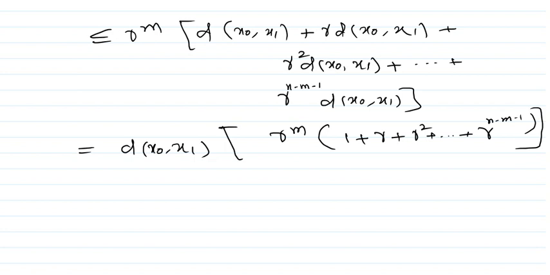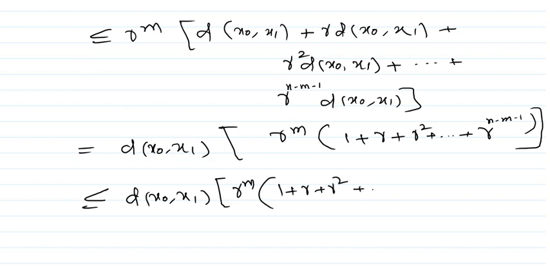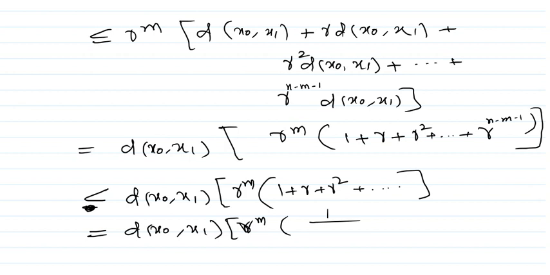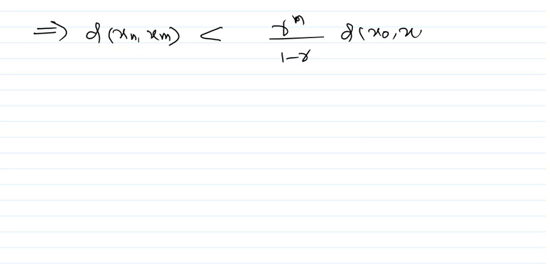So that's less than the distance between x0 and x1 times r^m times 1 plus r plus r squared and so on, an infinite series. In fact, it is strictly less than. Now this is equal to the distance between x0 and x1 times r^m times, what is this? This is the first term divided by 1 minus the common ratio, that's r here. So therefore we have the distance between xn and xm is less than r^m divided by 1 minus r times the distance between x0 and x1.